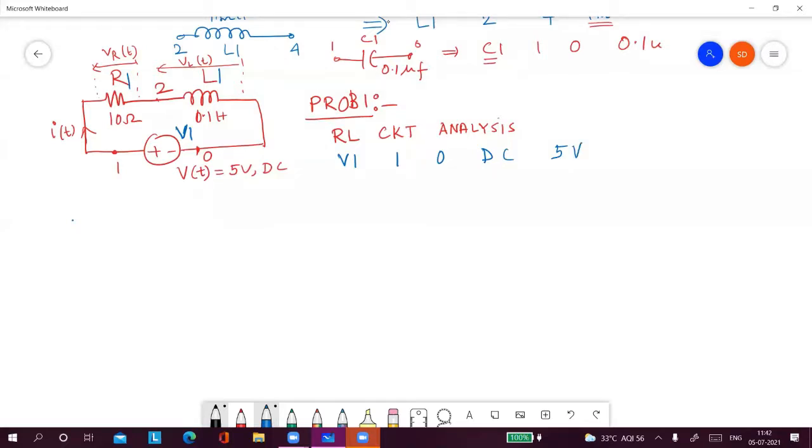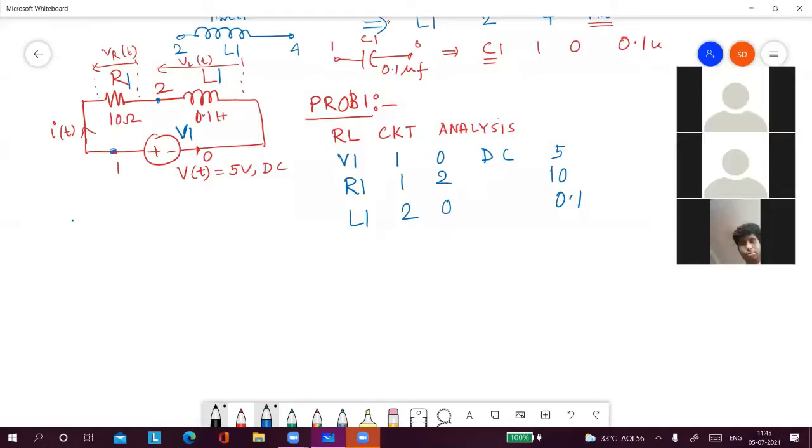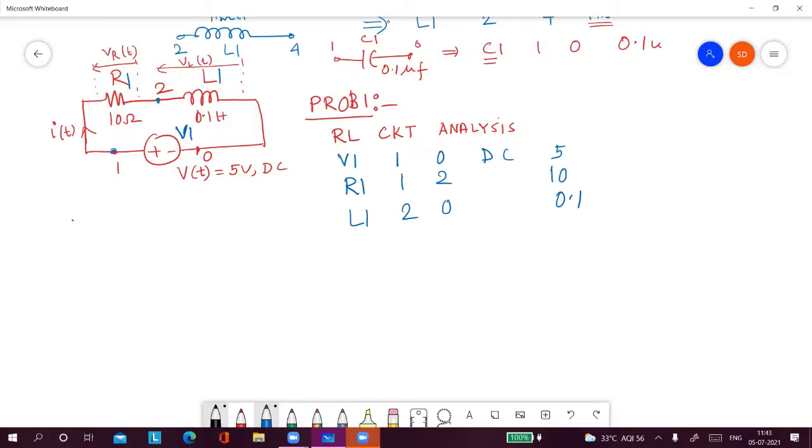You don't have to write V for volt, because once you write V, by default SPICE will understand this is a voltage source and its unit is volt. Next R1. R1 is connected between node 1 and 2, so 1 2 10. Then L1, which is between 2 and 0, and its value is 0.1 Henry. This is the circuit description. First the title, then the element statements.